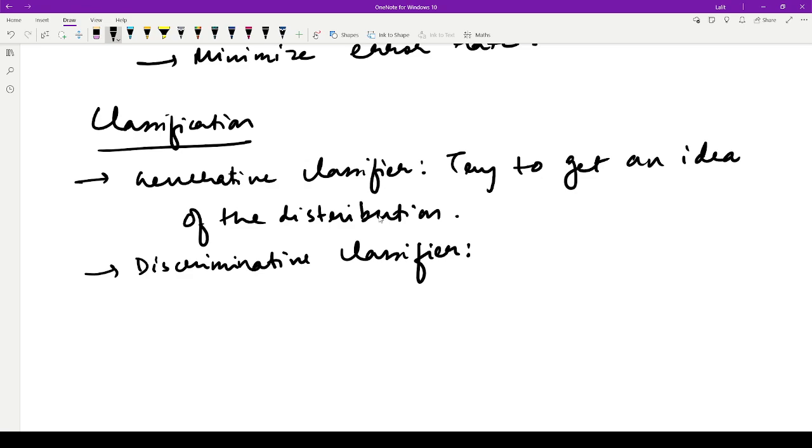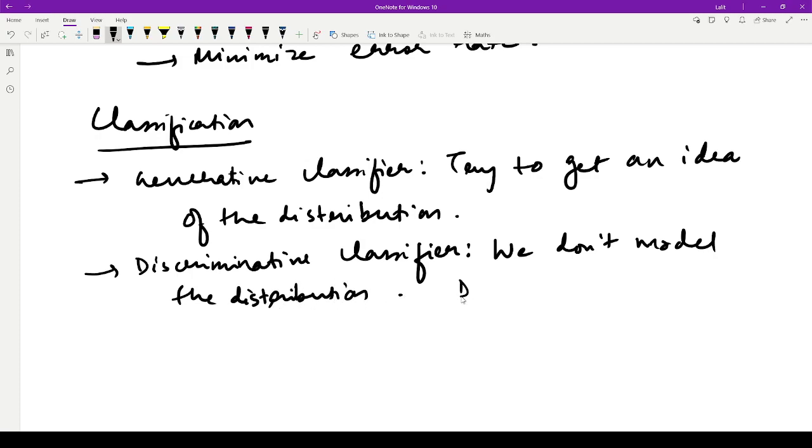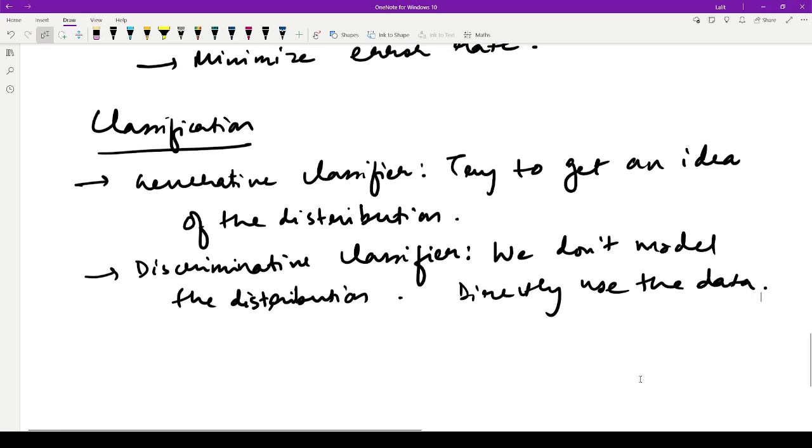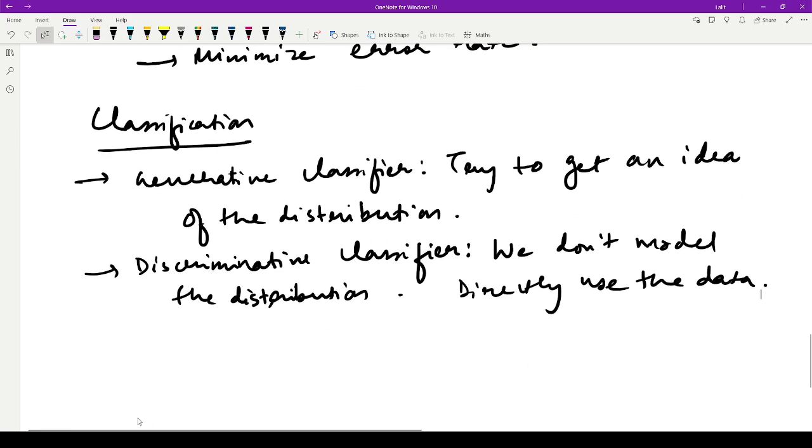What is a discriminative classifier? We don't model the distribution. What we do instead is directly use the data given to us. Of course, both of them involve probability distributions, but in one case we explicitly model it, and in the latter case we don't really try to model it explicitly.